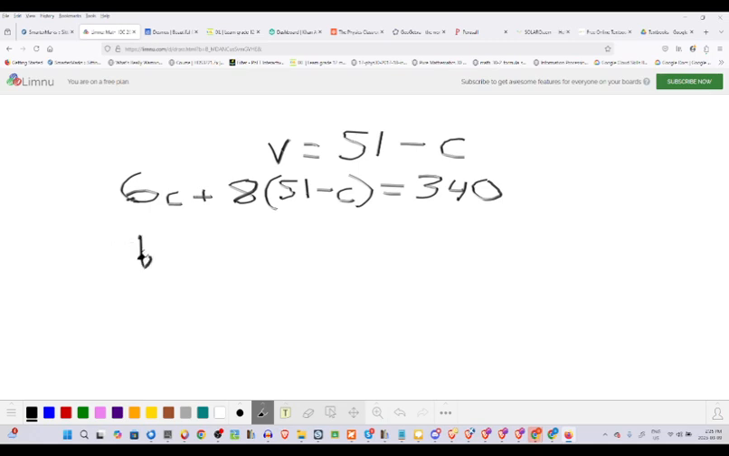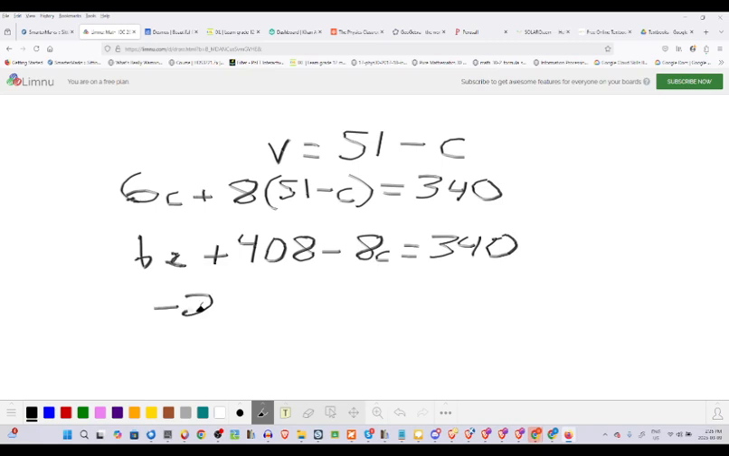Now, you could have also multiplied everything by a negative 8. I think I'll do that as well to show both ways. 8 times 51 is 408, minus 8 cars is 340. If we start by collecting like terms for cars, we get a negative 2 cars.